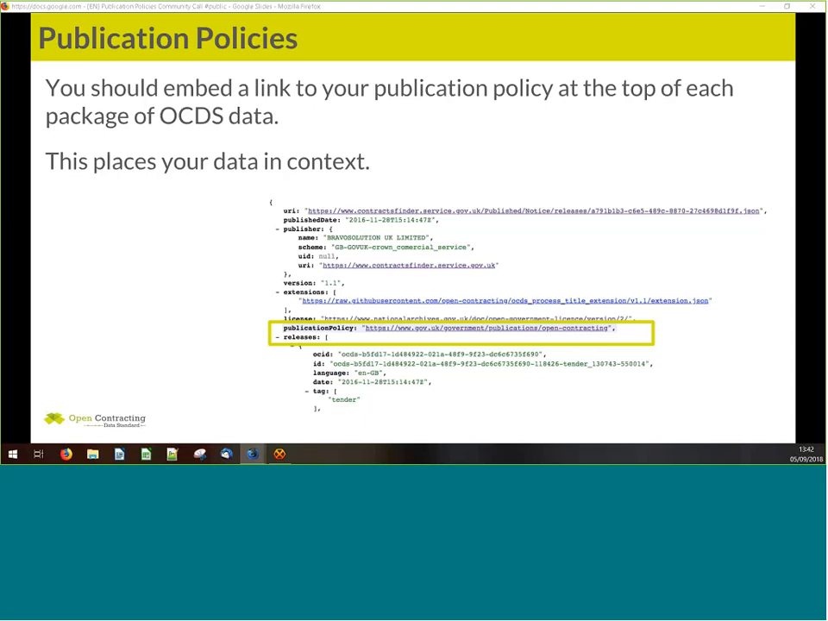So within OCDS data itself, there is a field you can use to link to your publication policy, so that puts that data in that context. And what that means is that even if someone picks up that data secondhand, so they didn't download it from your website or from your API, they still have a reference back to how that information was originally created and that contextual information that's provided alongside it. So the bottom half of the slide there, we've just got a screenshot of some data from the UK. You can see there's a publication policy field, and that links to that page that we saw on the previous slide.